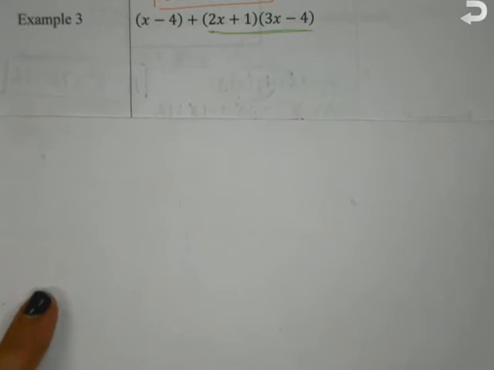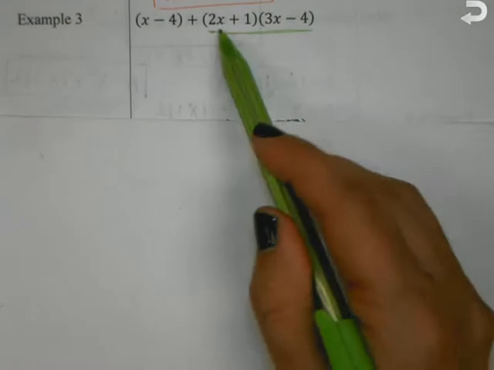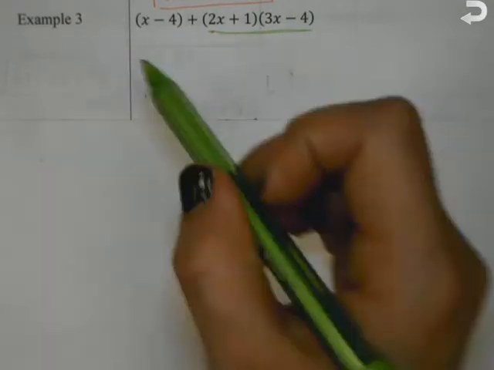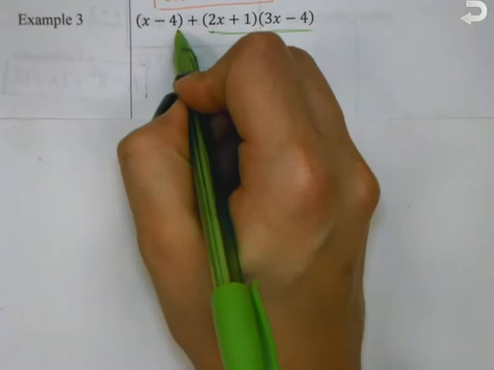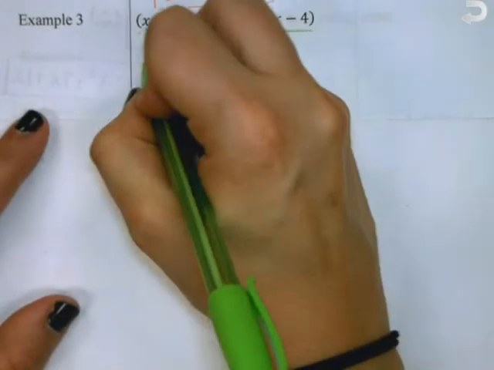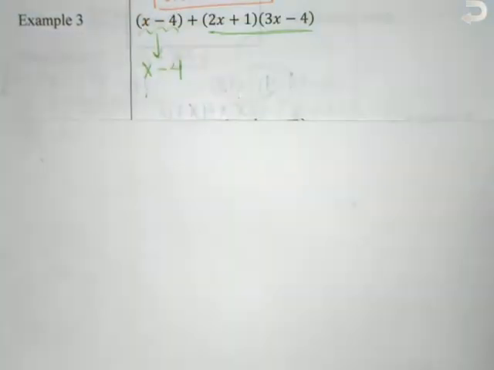What I want you guys to do is pick whichever method you want and just multiply those two binomials for me. Okay guys, so really quickly, the x minus 4, have I used it yet? No, so we're going to bring that straight down. So that's x minus 4. And then let's put in the answer for this multiplication.